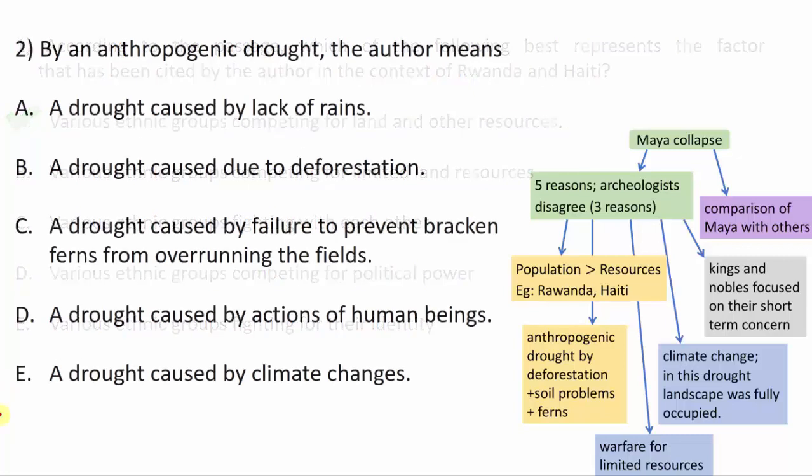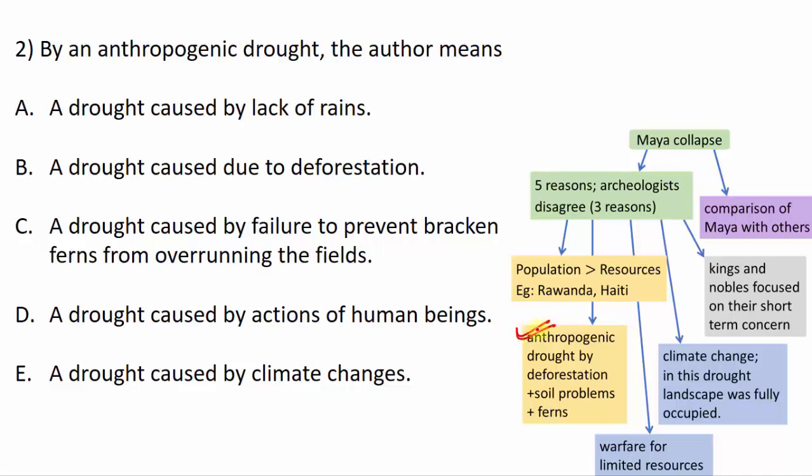Second question. By an anthropogenic drought, the author means. Look in the flowchart. Block 2. Anthropogenic drought caused by a combination of deforestation plus soil problem plus ferns. Let's look for a similar option. Option A, a drought caused by lack of rains. Incorrect, this is not mentioned.